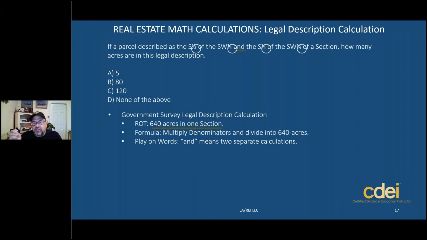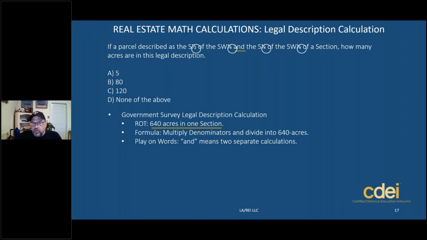As you see, I just underlined it in the actual word problem. It says the south 1/2 of the southwest 1/4 and the south 1/4 of the southwest 1/4 of a section. That word "and" is a significant word in this problem, and it'll make the difference in getting the right or wrong answer. And I'll show you how.